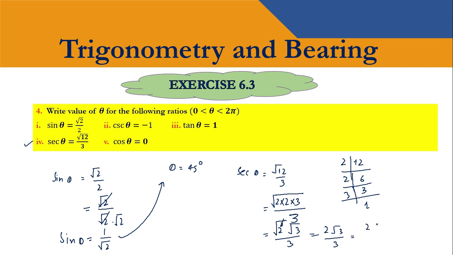This value will cancel the square, and we get 2 under root 3 divided by 3. Similarly we can cancel the under root 3 with 3 by writing 2 under root 3 instead of 3, and this under root 3 will be cancelled with this under root 3, and we will get the value of 2 over under root 3. Now we will see in the table for which angle the value of secant theta is equals to 2 over under root 3. Now let's see the table.